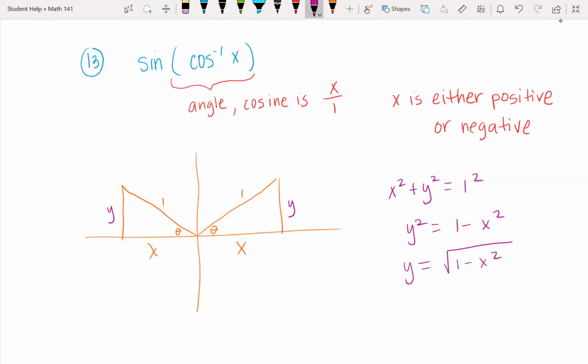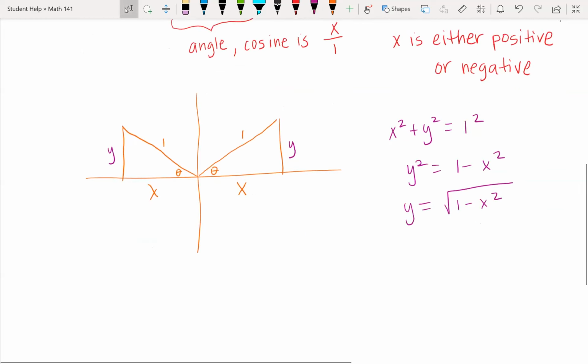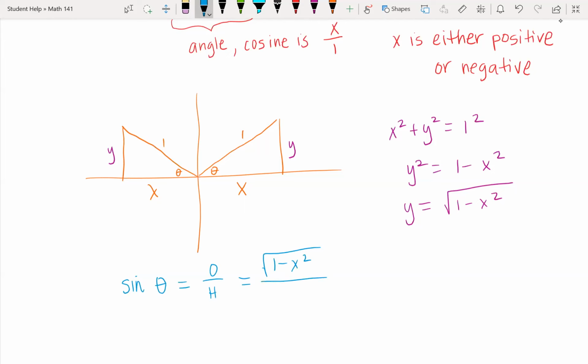The good thing is that this is going to be true in either of the pictures that we've drawn. And so either side is going to have the same value. So the sine of one of these angles, we don't know which one it is, is going to be the opposite side over the hypotenuse, or the square root of 1 minus x squared over 1, or just square root of 1 minus x squared.